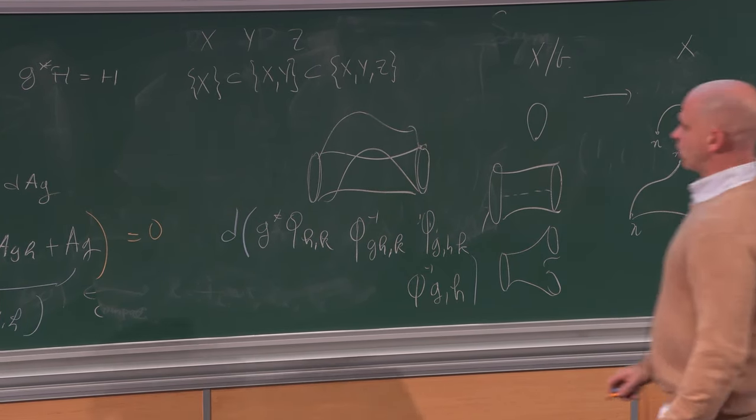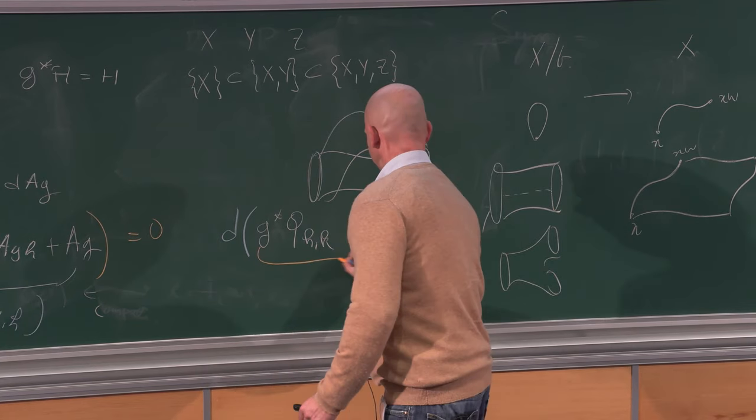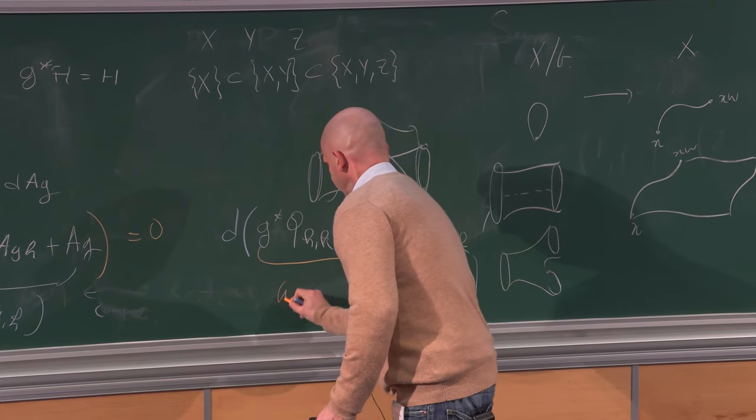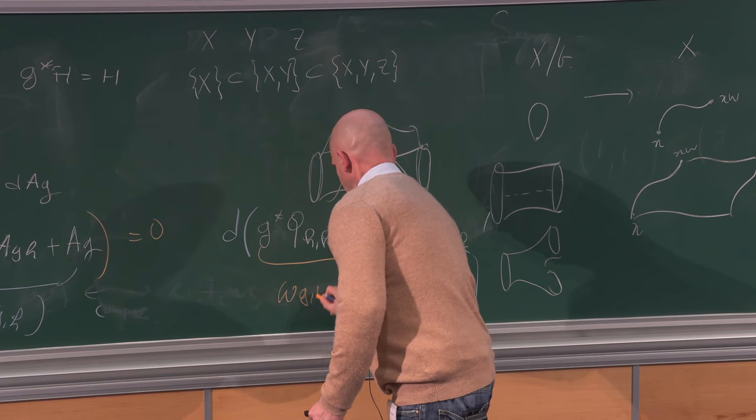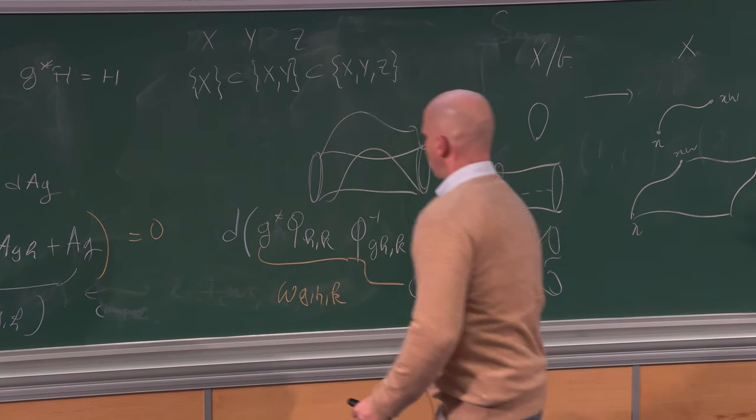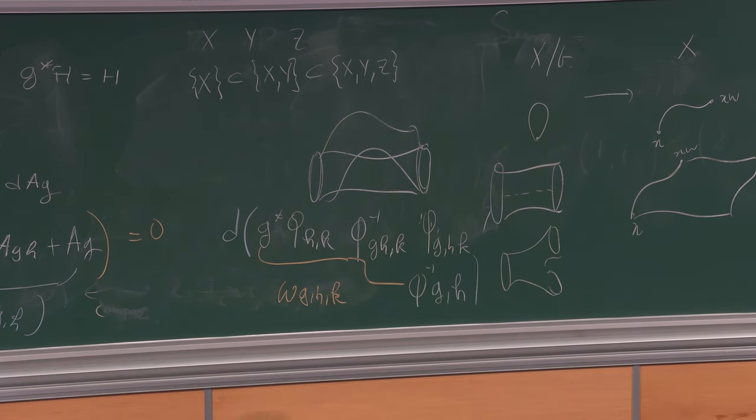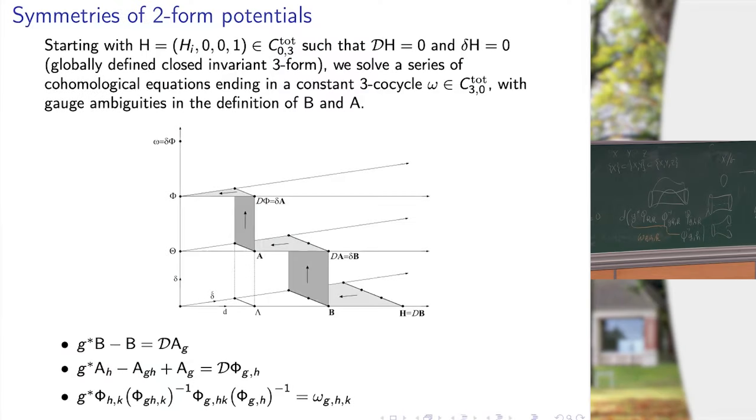And let me call that constant omega_ghk. And now by construction, omega_ghk is a free cosine. And it's a constant free cosine. The picture which I did here is just a refinement of this when the fields A, B, and phi are only locally defined. But the general idea is this one.